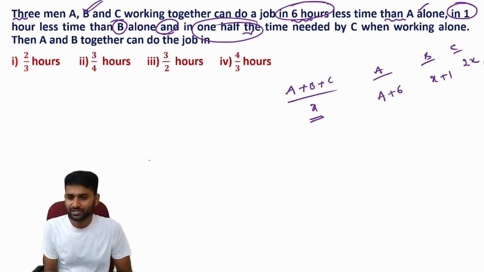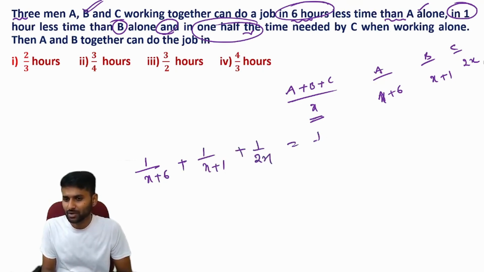Let's go through the information. A will complete 1 unit in 1 divided by x plus 6. B is 1 divided by x plus 1. C is equal to 1 by 2x. So here the value is exactly equal to 1 by x. So you have to take 1 by 2x to the other side.